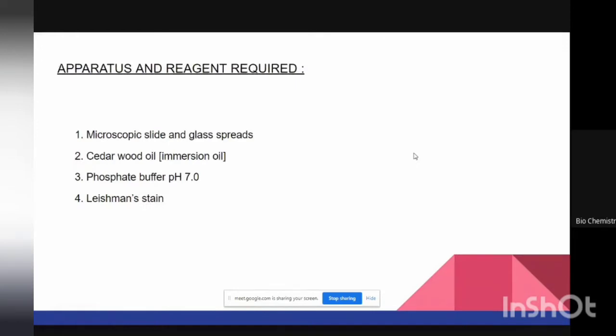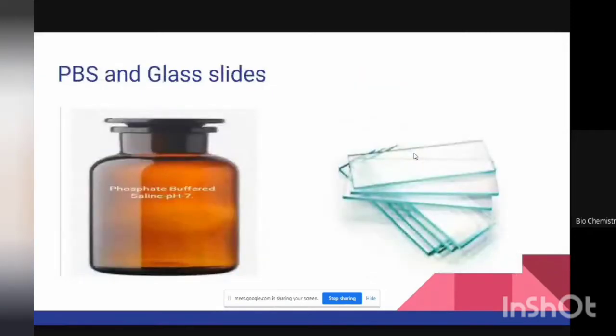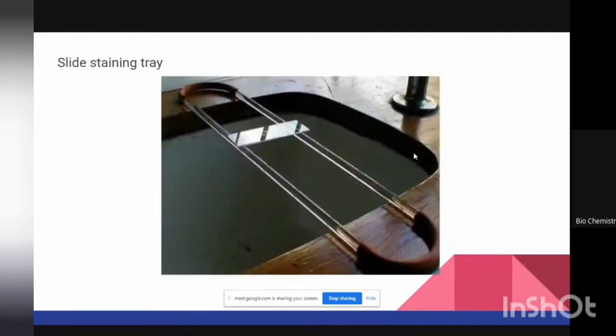So what are the apparatus and reagents required? We need microscopic slides and glass spreader, cedarwood oil or immersion oil, because we're going to visualize the smear at 100x, phosphate buffered saline with a pH of 7, and Leishman stain for staining the human blood smear. So Leishman stain, light microscope, phosphate buffered saline, glass slides, and a slide staining tray, because we have to add the stain and allow it to dry near the water wash basin.